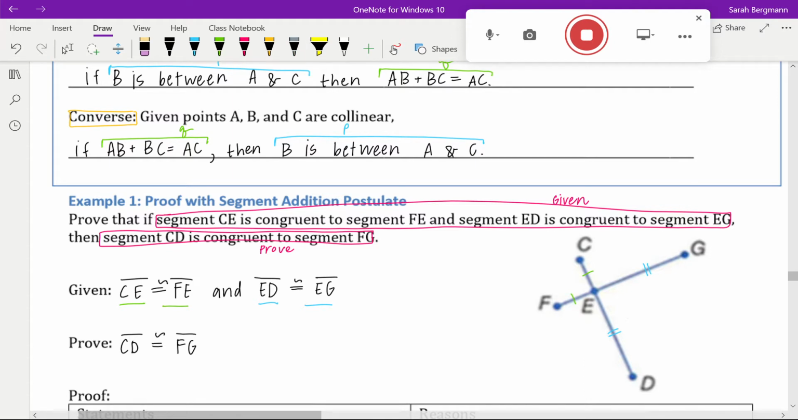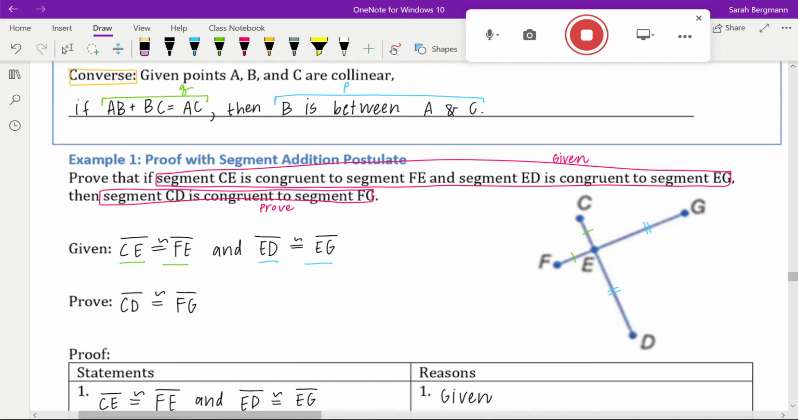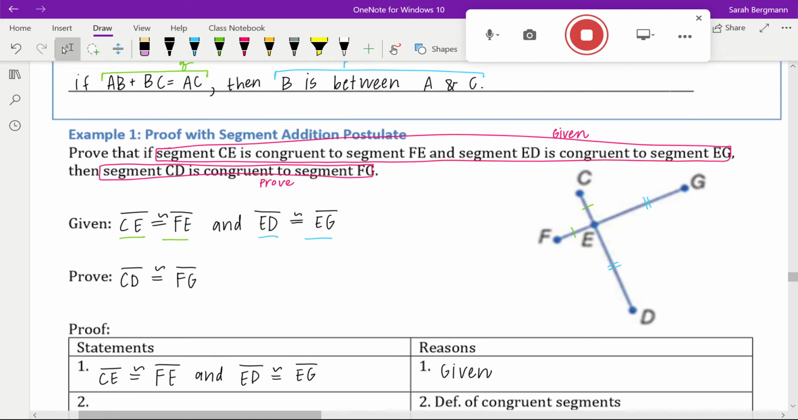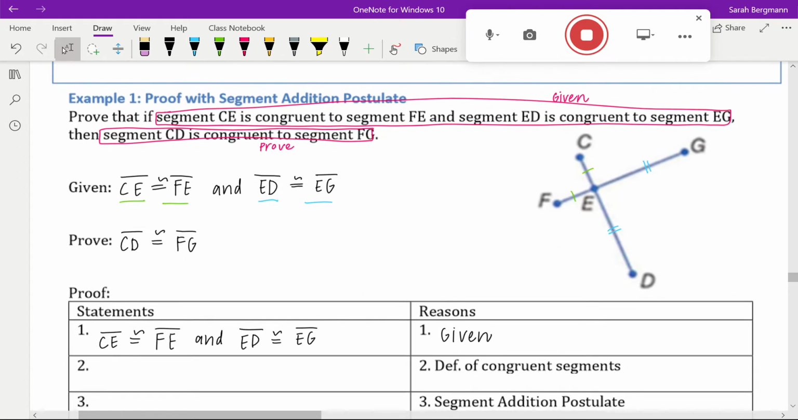So to begin, we always need to write down the given as the first statement, and the reason is just that it's given to us. Now, if you're not really sure where to start, luckily, this one gives us a hint. It says, reason number 2, use the definition of congruent segments. I know that the definition of congruent segments states that if two segments are congruent, then they have equal measure. So I'm going to apply this definition to what I have here.